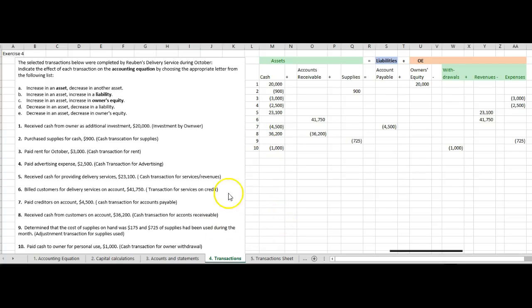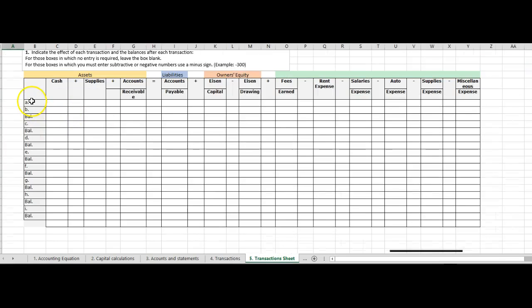Okay, here we go. We've done some transactions here. Now we're going to move to a full-blown transaction sheet. I'm going to do A, B, C, down to D, and then I'm going to give you what the total should be. I want to see if you can complete from D through I. We've done them in class. I'll see if you can remember.